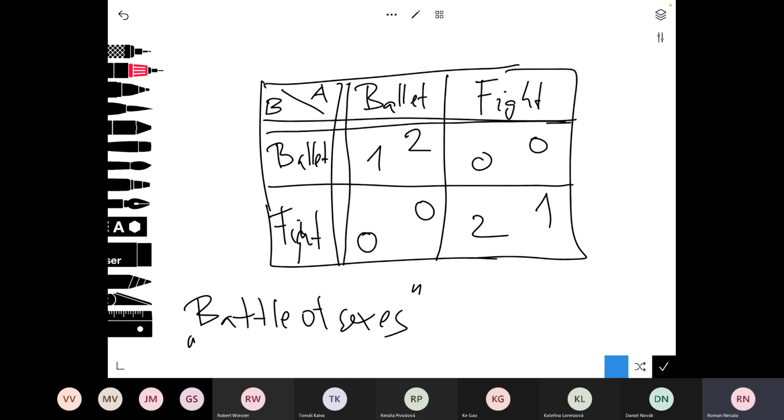So the funny thing is the Battle of Sexes has the acronym of BOS, and now the politically correct name for this is Bach or Stravinsky.